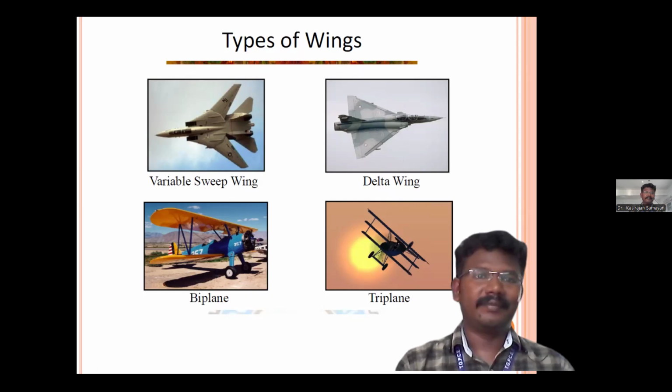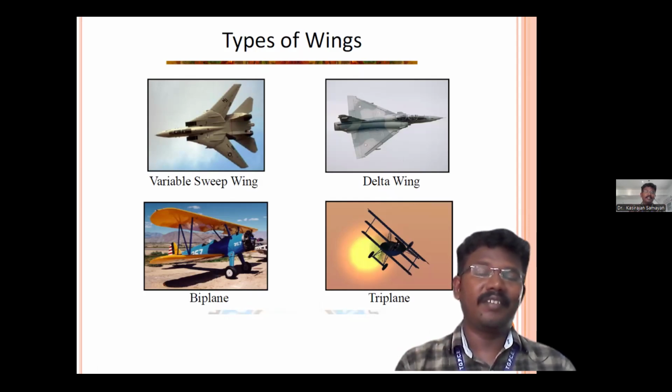Variable sweep wings. The first image shows variable sweep wings, and the second image shows the delta wing. Okay, it looks like a triangle shape, so delta wing. The third image shows the biplane wings. The fourth image shows the triplane wings.